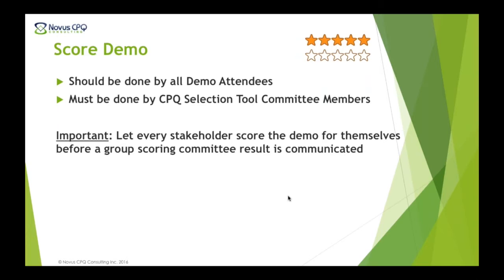In order to prevent a group effect here, you should have each stakeholder score the demo separately for themselves, directly after the demo. So this is something that cannot happen 2-3 hours after the demo. It should not happen a week after the demo, obviously. It should happen right after the demo, before different attendees talk to each other, to prevent this group effect, right?